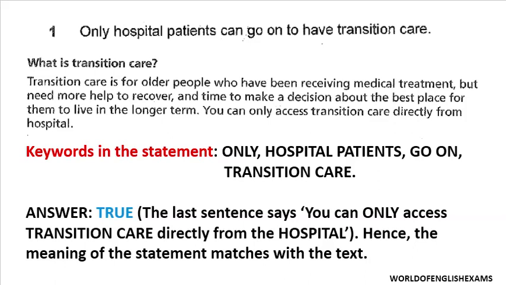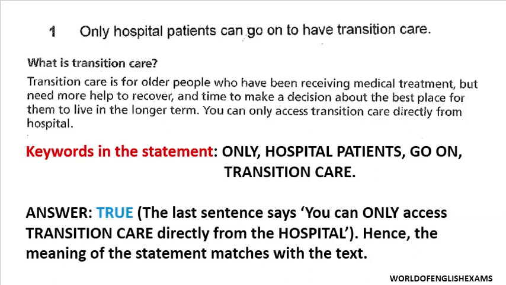So the keyword here is "only". Most of the candidates are not marking adverbs like "only". Here "only" is the deciding factor whether the answer could be true, false or not given. It indicates that transition care is restricted only to those patients who are in the hospital. So of course you will underline "hospital patients", because that helps you decide the right answer. Then "go on" means they are eligible, they can use it. Then "transition care" helps us to locate the paragraph, but here we are actually looking for hospital patients. So please bear these keywords in mind.